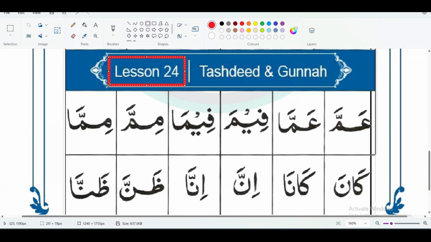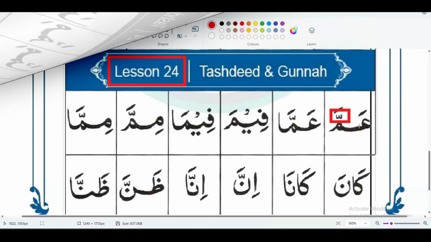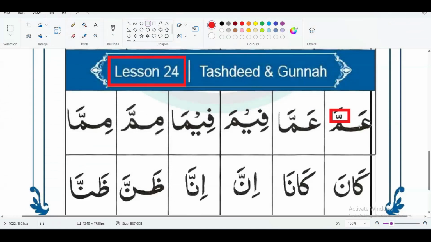So first of all, about the shad, can you tell me how the shad looks like? Can you tell me what is the name of this sign? Okay, I'm repeating again. This is the connecting sign. We have two connecting signs. Number one is sukun, number two is shad. So the shad looks like a tiny W. This is the sign which we call shad.